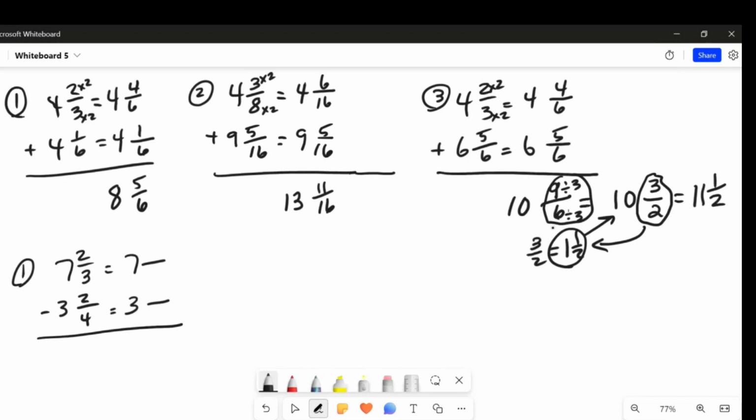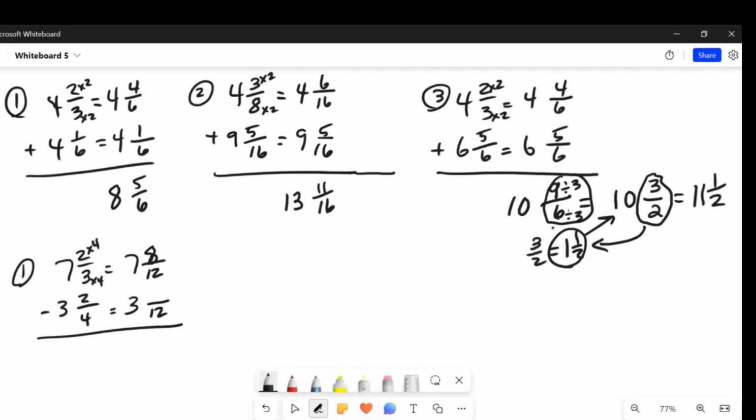So we're looking for our common denominator, and that's correct. The common denominator is 12. So now I need to look at how do I change 2/3 into 12ths? Well, I have to take the 3 and multiply it by 4 to get 12. Whatever I do on the bottom, I must do on the top, and I get 8/12.